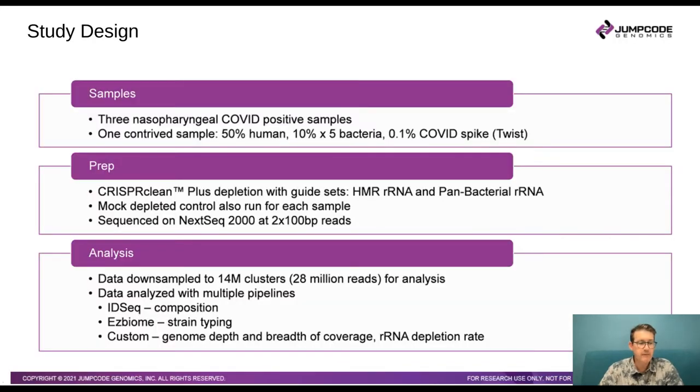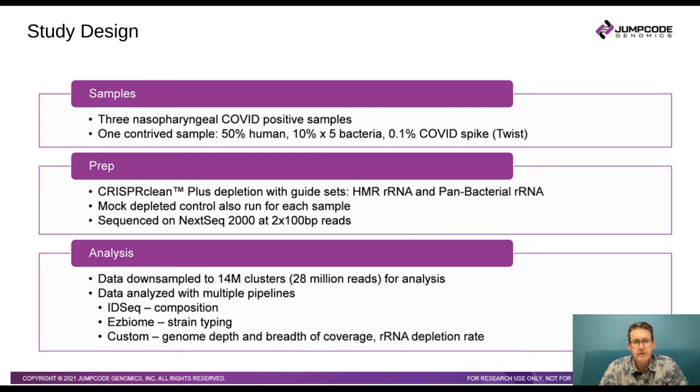So first, just the basic study design. We have 3 nasopharyngeal COVID positive samples. These had CTs of 19, 26, and 30, and I'll show that on each of the slides. So we have a high viral titer, an obvious positive, a medium viral titer, and a low viral titer, which in some cases under certain assays may have been called a negative. And then we applied the CRISPR-Clean Plus depletion with the human ribosomal RNA and pan-bacterial ribosomal RNA guide sets. We also performed a mock depletion control for each of these samples. And then they were sequenced on a NextSeq 2000 at 2x100 base pair reads.